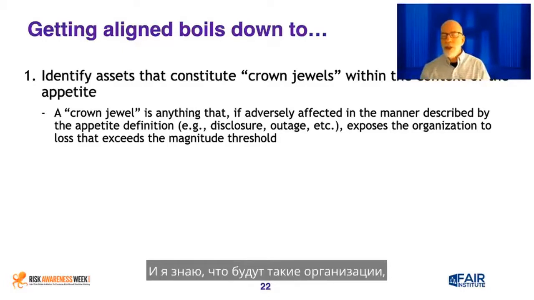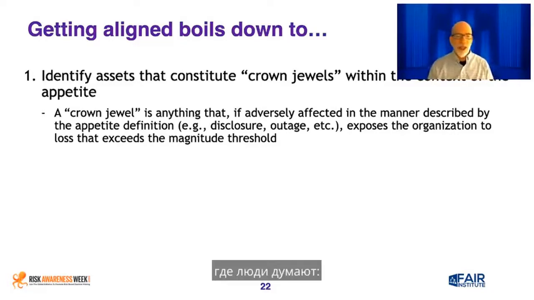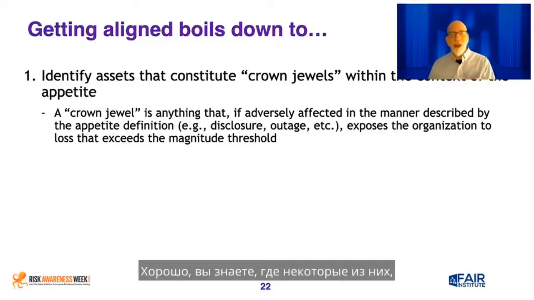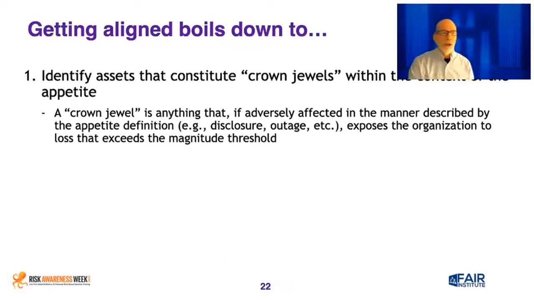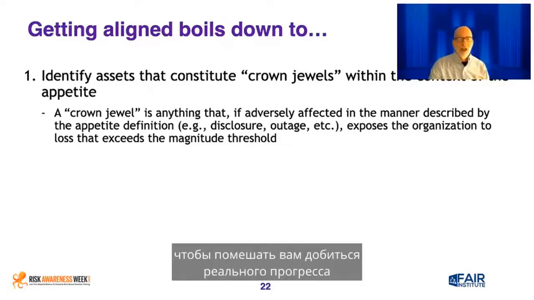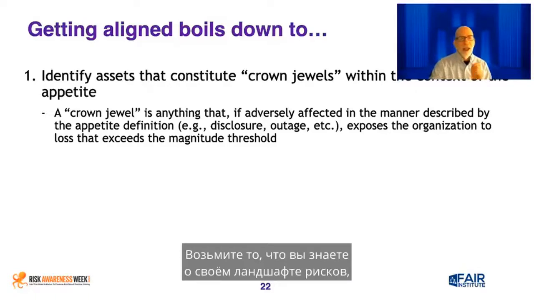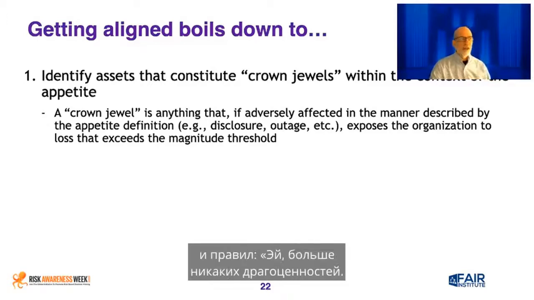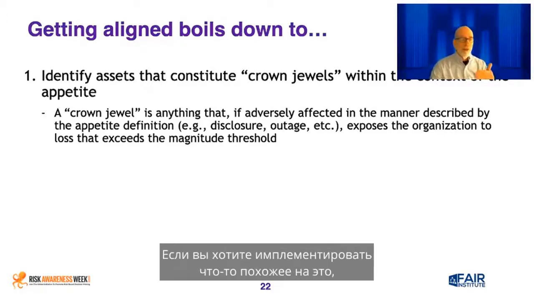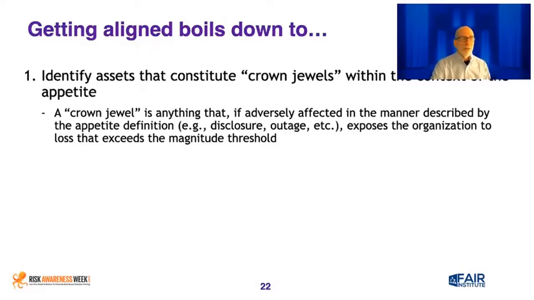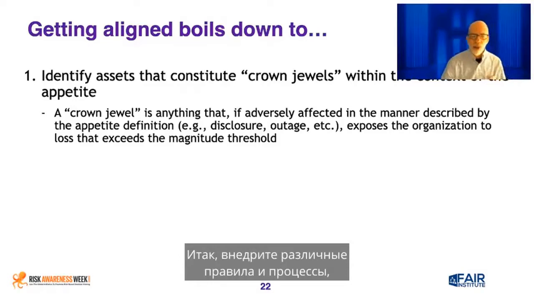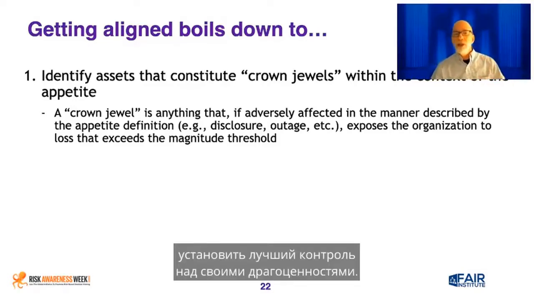Getting aligned really boils down to identifying those crown jewels. And I know there are going to be organizations out there, or people in organizations, who are thinking, we don't even know where all our data are. So I don't know what my crown jewels are. Okay, you know where some of them are. You know what some of your crown jewels are. Start there. Don't use the lack of perfect data to prevent you from making real progress on what you do know. So take what you do know about your risk landscape, the crown jewels you're aware of, and start there. And then have a side project for identifying additional crown jewels and having policies that say, hey, no more crown jewels. If you want to implement something that looks like this, well, that's a crown jewel. So that has to be reported to us, right? So put into place the kinds of policies and processes that allow you to, over time, gain better control over your crown jewels.